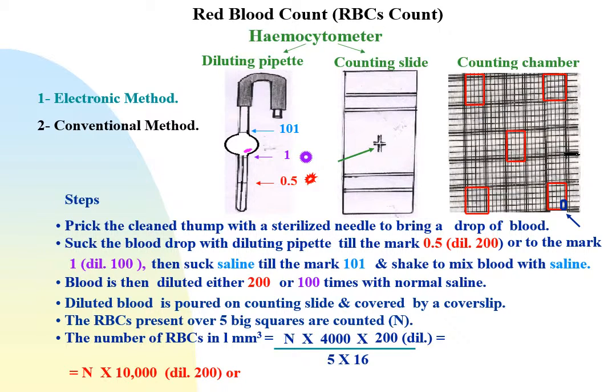Finally, the end result of the equation is that the number of RBCs present in 1 cubic millimeter equals the number of RBCs counted in 5 big squares multiplied by 10,000 if we are going to use 200 times dilution, or the number counted in 5 big squares multiplied by 5,000 if we are going to use only 100 times dilution.